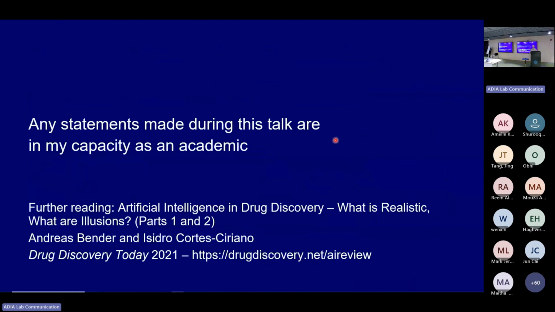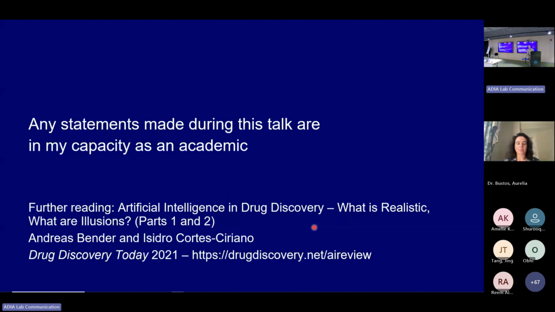We started a few companies, as I said, but any statements I make here are in my capacity as an academic. So it's a reflection on data in the life sciences. How can we use that in practice? There are 2 articles we wrote in Drug Discovery Today in 2021. There's hopefully a new article coming up in Nature Reviews Drug Discovery on a few topics I mention here as well. What is realistic? What are illusions?